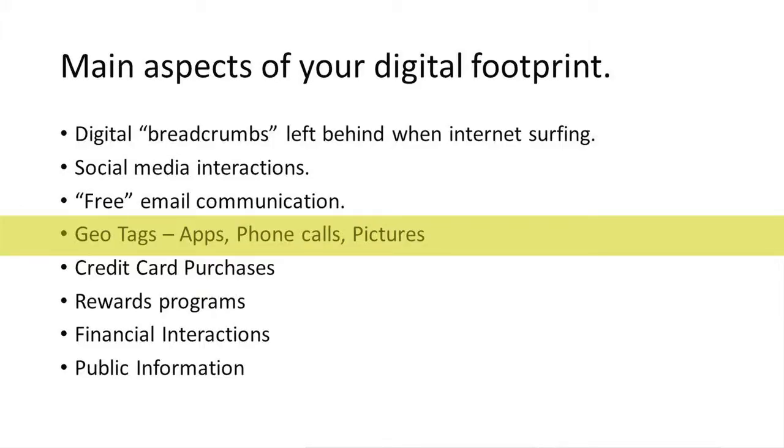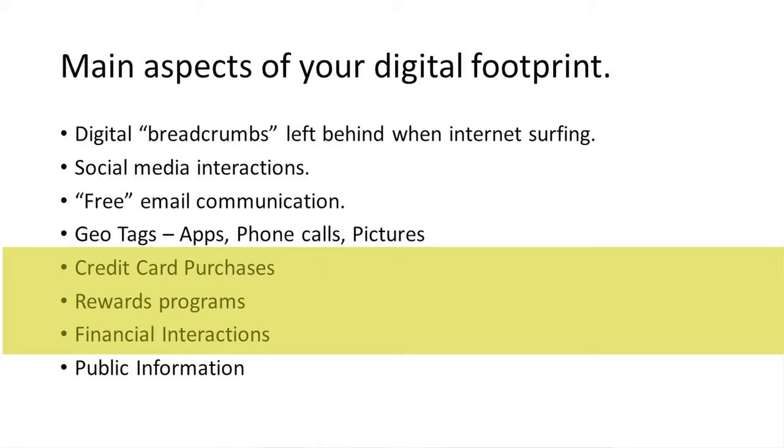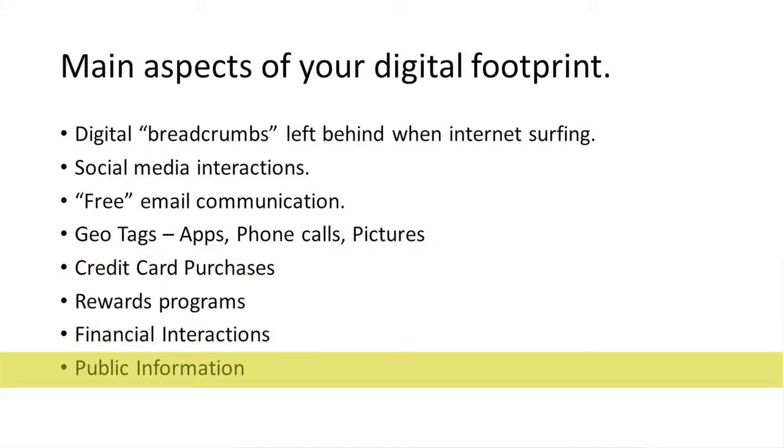We're going to take a look at geotags, and this is simply location data from apps, from emails, from phone calls and pictures. Credit card purchases, reward programs, and financial interactions are pretty much bundled in together. However, a lot of times people separate those out only because credit cards are the hot button: "I've got my credit card data stolen." However, they don't understand that a lot of your rewards programs offer the same kind of identifiable information along with it. And then finally, we're going to take a look at the public information footprint that you have.